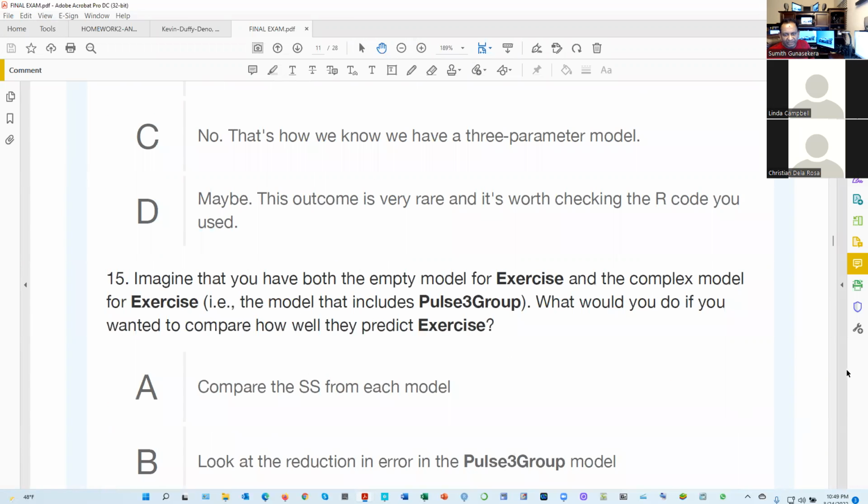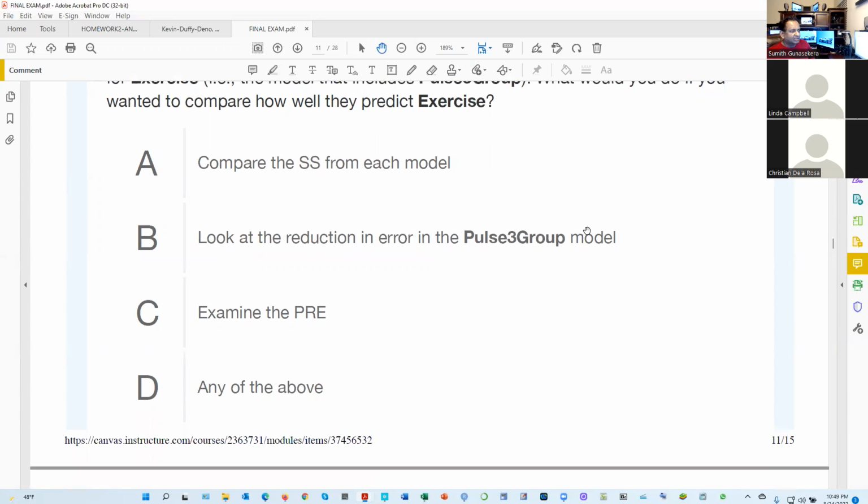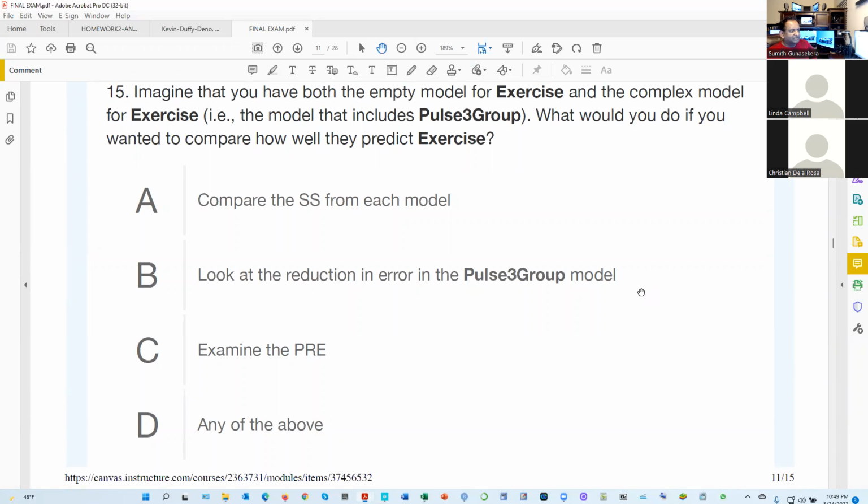Okay, number 15. Imagine that you have both the empty model for exercise and the complex model for exercise, the model that includes this class. What would you do if you wanted to compare how well they predict exercise? Compare the SS from each model. Look at the reduction in error in the pulse model. Examine the PRE. You can compare the SS from both models and see which model is going to reduce the sum of squared error. Any of the above.